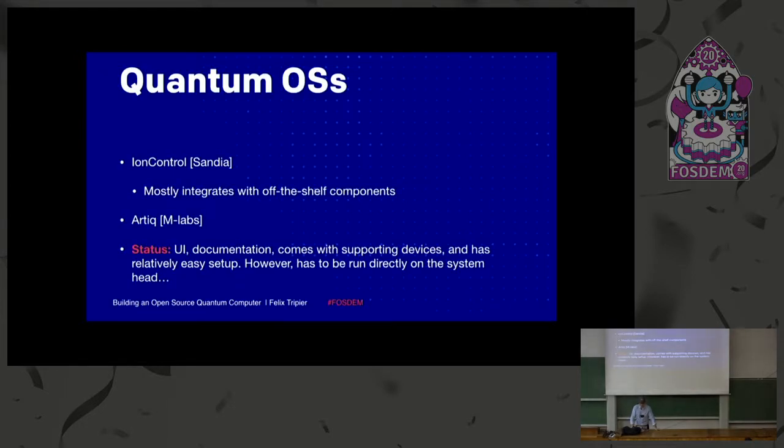So for quantum operating systems, there are actually two open source quantum operating systems, and they all integrate with the devices we've been talking about previously. Sandia's ION Control, which I've been talking about, integrates with off-the-shelf components. In the actual code from Sandia, they tell you exactly which devices they integrate with, so you could just buy them and you could run Sandia's ION Control to control your quantum computer, like tomorrow, maybe. And ARTIQ is kind of the same thing.